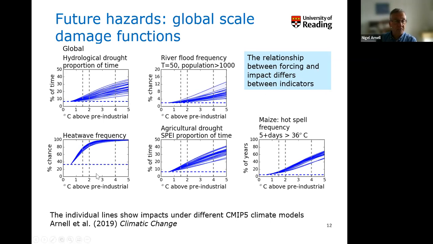In a sense, this is information on impacts at different levels of warming. But as I say, that's rather abstract for users because they need to know when we hit a 2 degree value. Is it 2050? Is it 2080? It makes a difference.